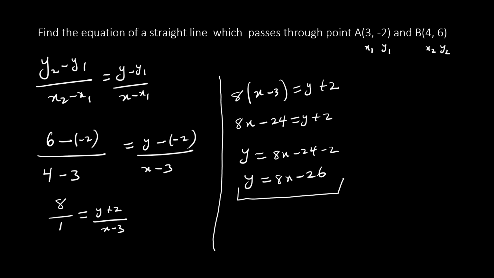What I want you to note here is that we use this formula in the case where we have 2 points. You can see that we are not given the gradient or intercept. We only have 2 points, point A and point B. So you can still use this formula to get the equation of the straight line.